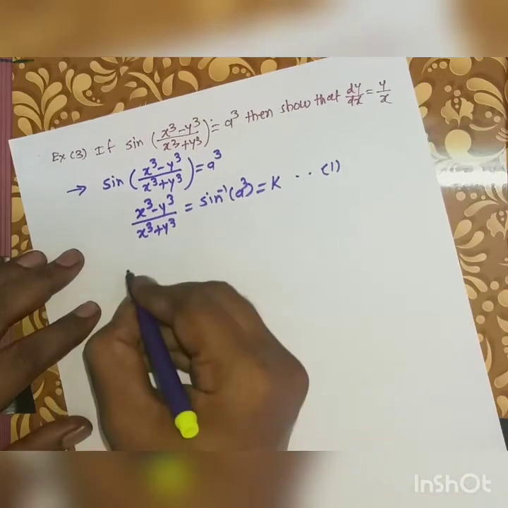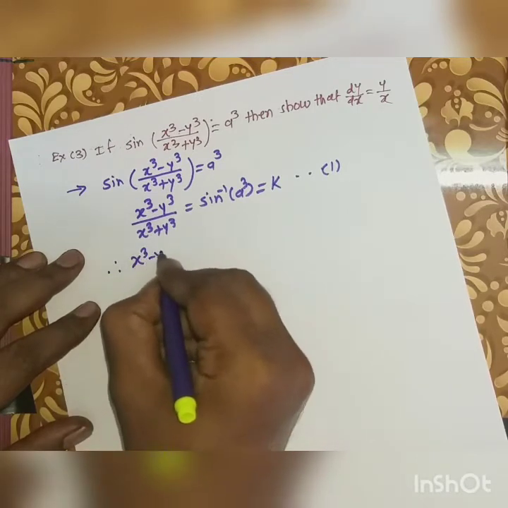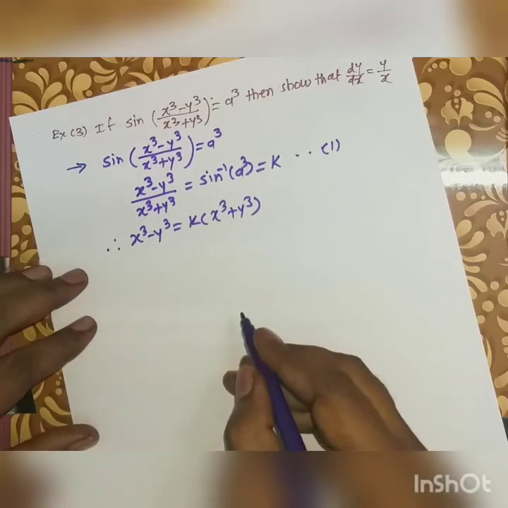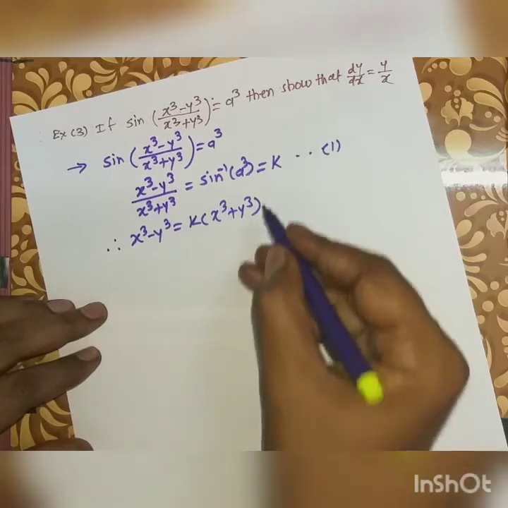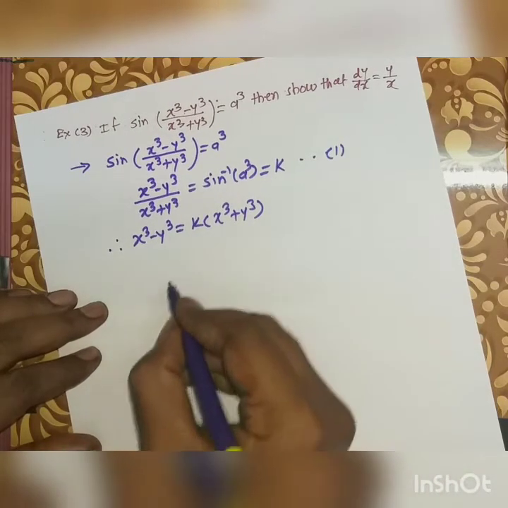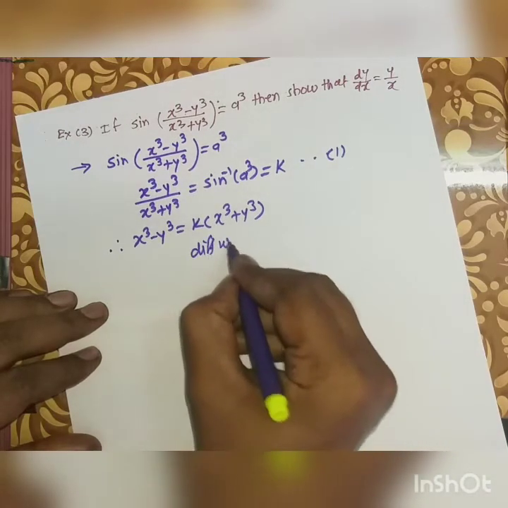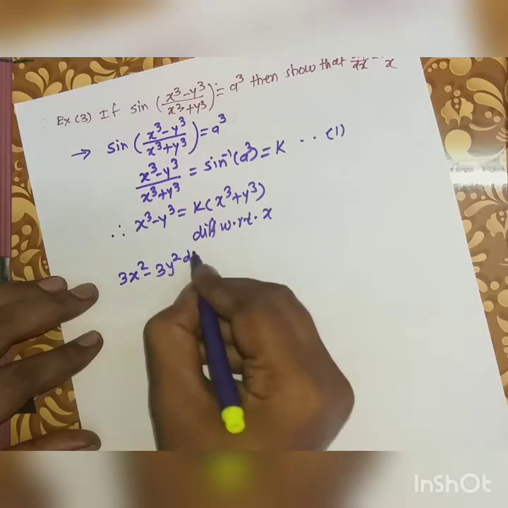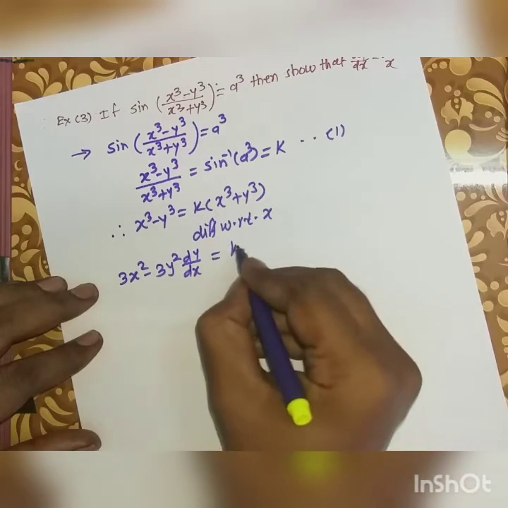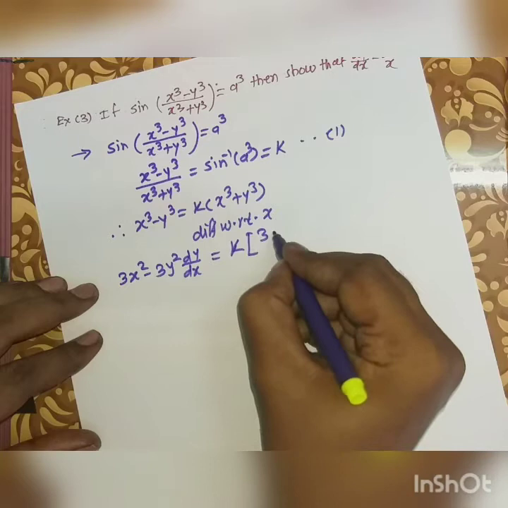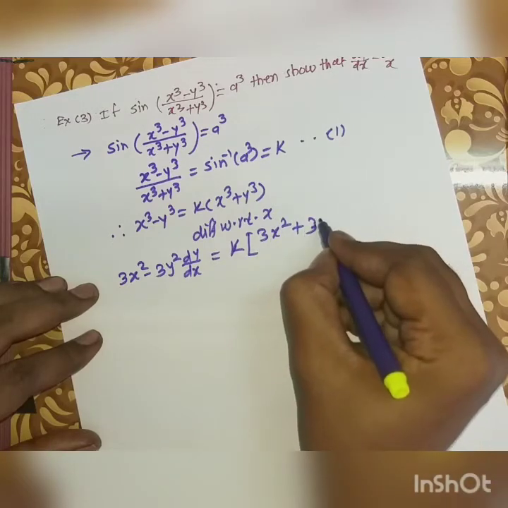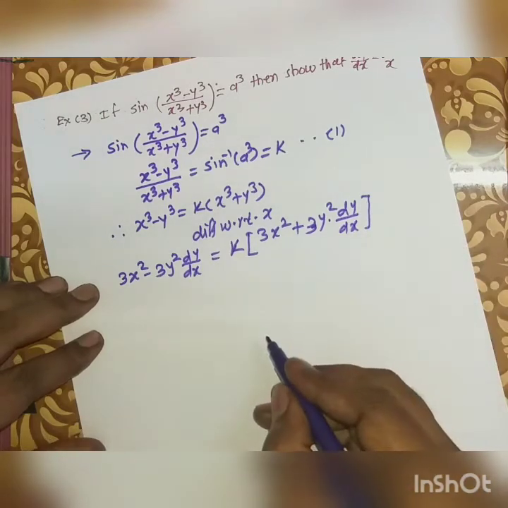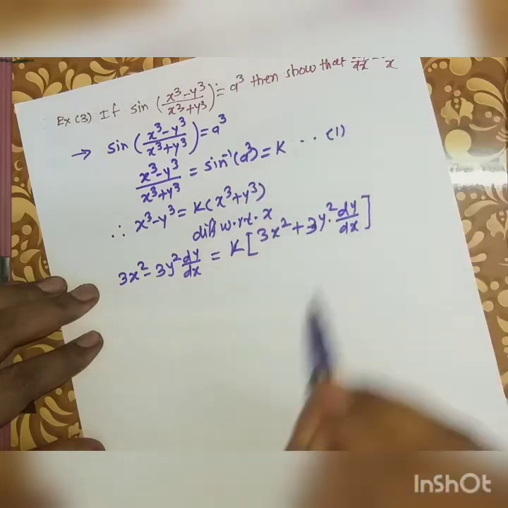Sine inverse a cube is a constant. We take a new constant k, then x cube minus y cube is equal to k bracket x cube plus y cube. Now this is a very simple form because we assumed k, and k is a constant, since sine inverse a cube is also constant. Then we differentiate with respect to x: 3x square minus 3y square dy by dx is equal to k bracket 3x square plus 3y square into dy by dx. Now in this problem, the answer is also given. We have to show that dy by dx is equal to y by x.